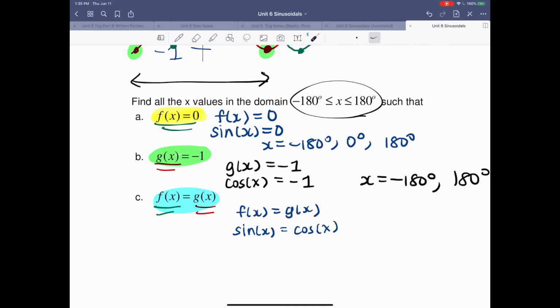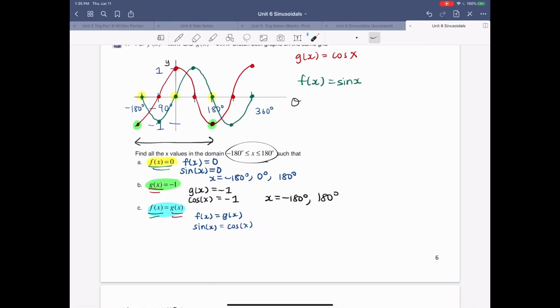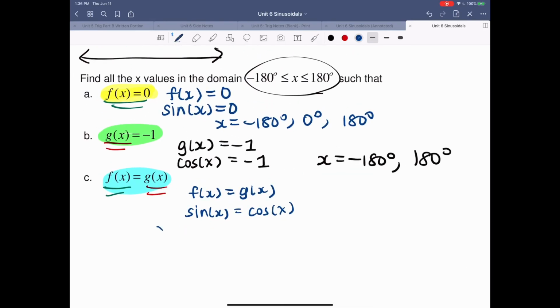What this means is, where is my y value going to be the same for these two functions? Where are they going to meet? You basically need to figure out at what x value these two graphs will be equal. So we're going to figure out where the graphs meet.